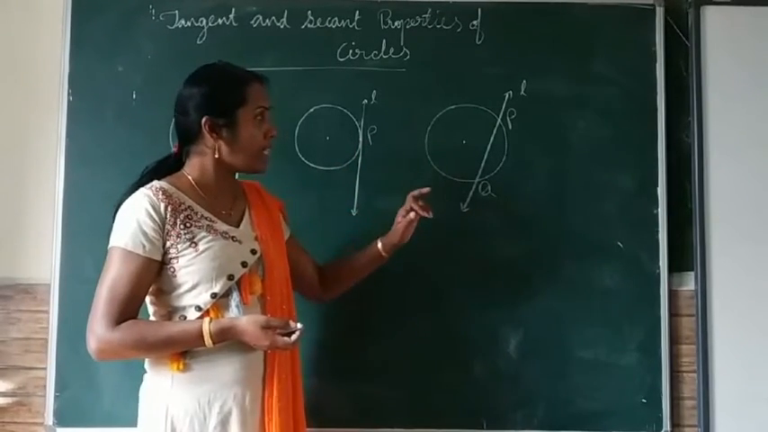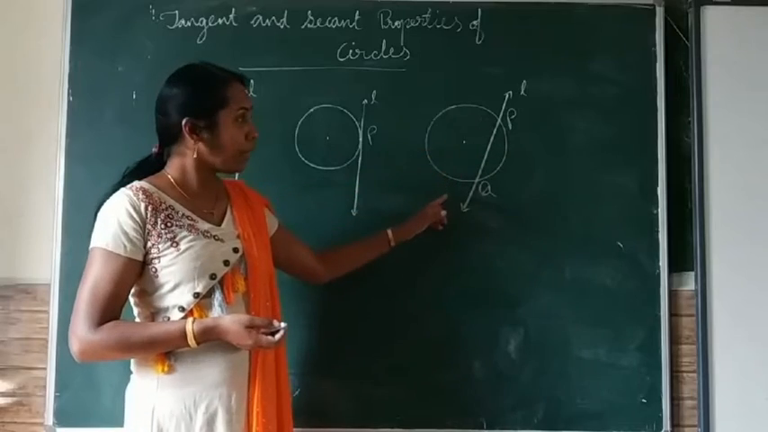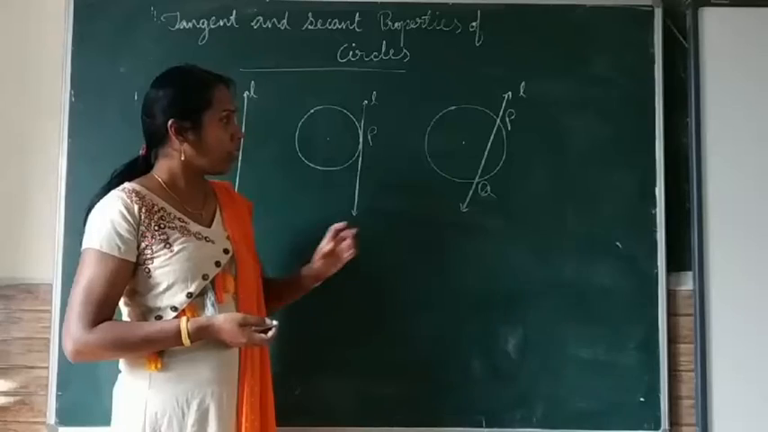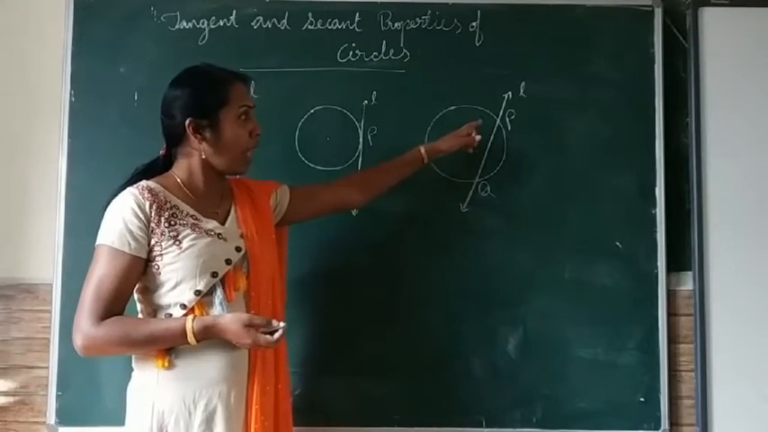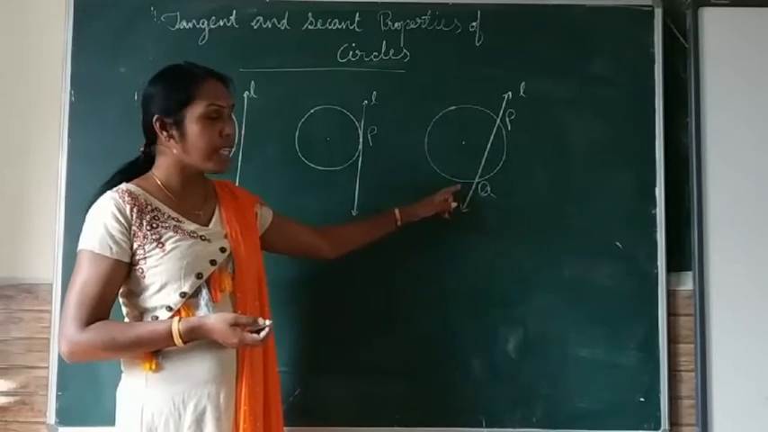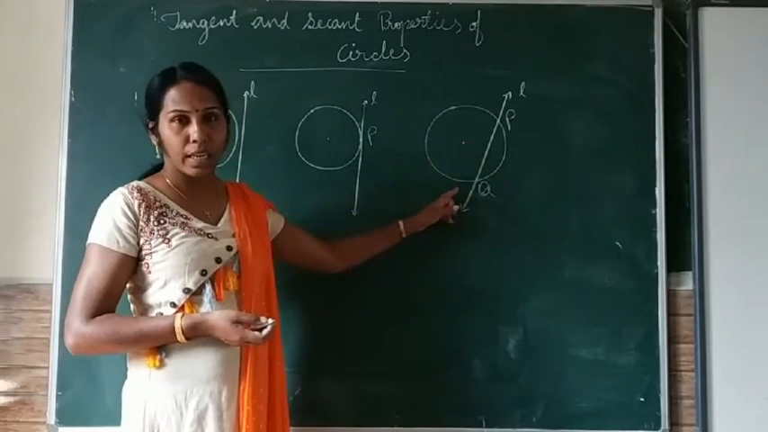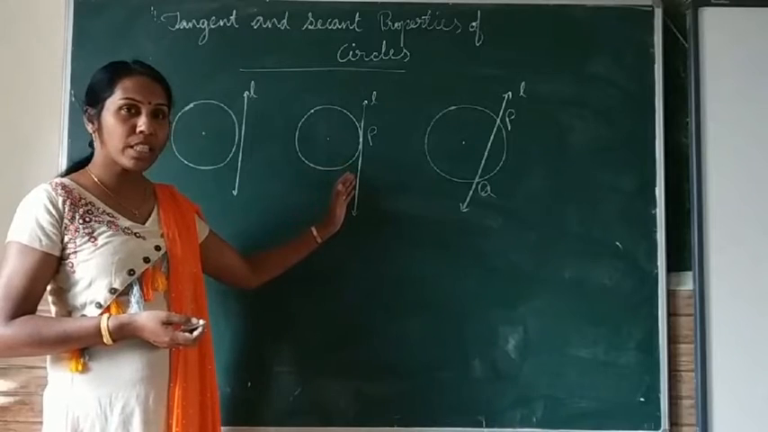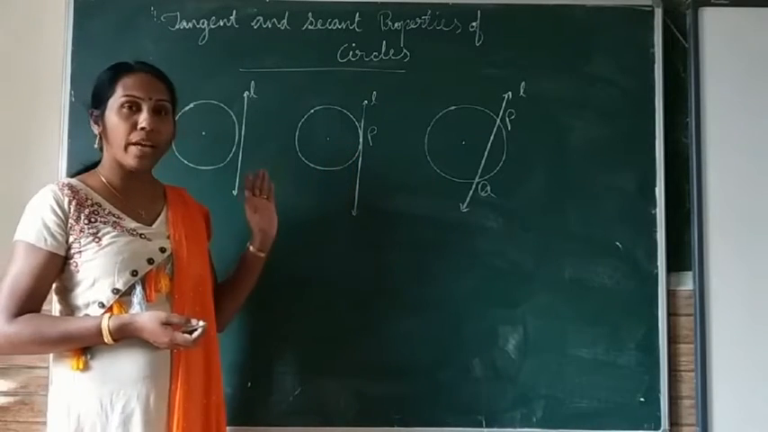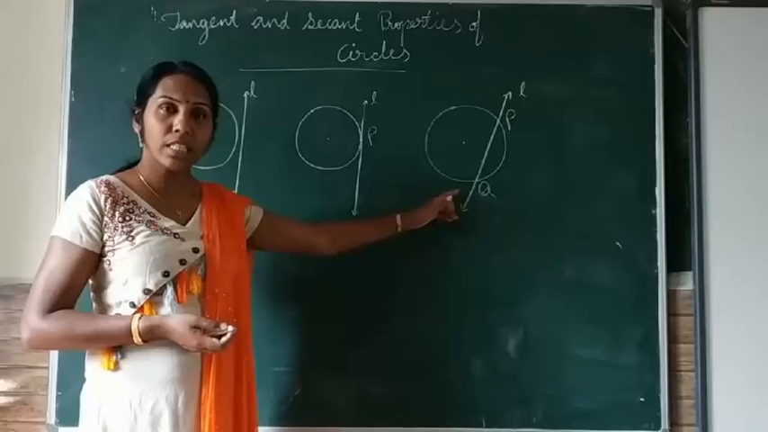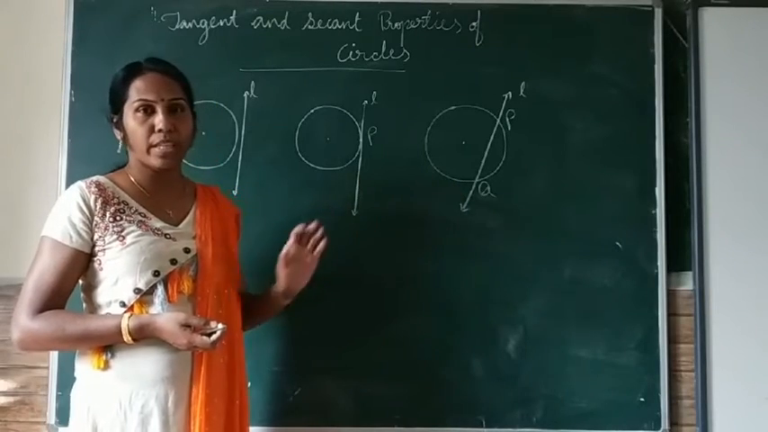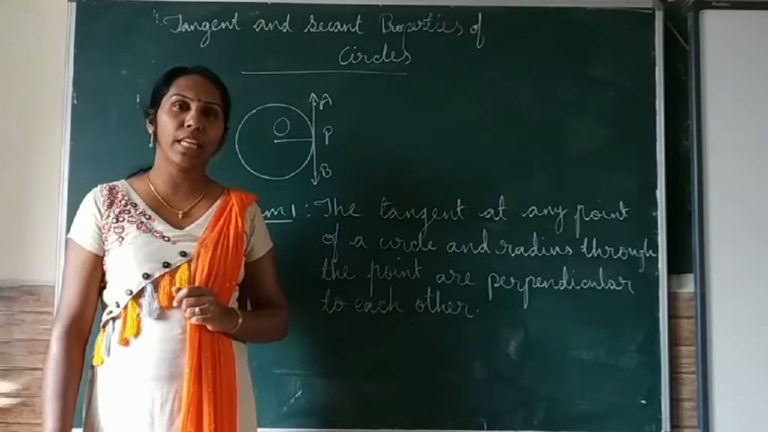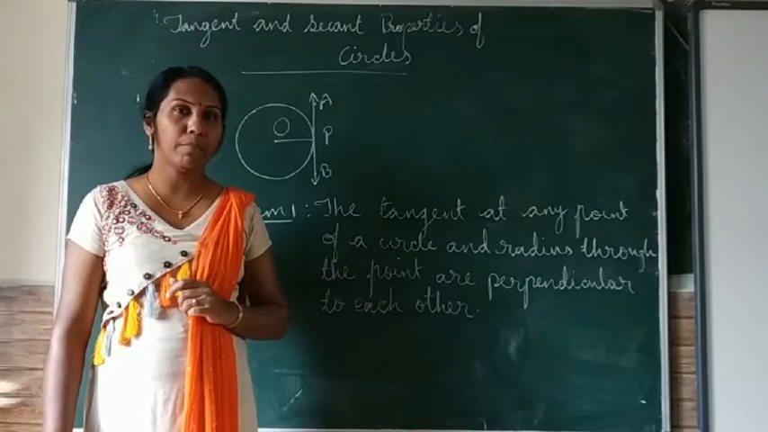Now, in the third case, the line L meets the circle at two different points, P and Q. So the line L is known as a secant of the circle. So, non-intersecting line, tangent which touches the circle at exactly one point, and secant which touches the circle at 2 points. In this class, we will study the properties of tangents and secants through some theorems.